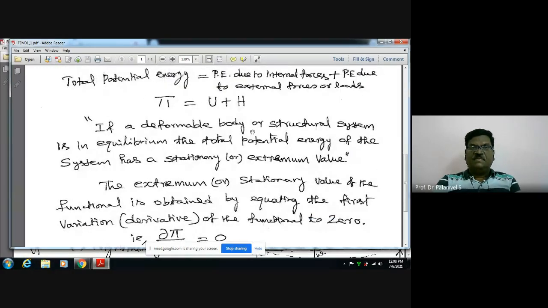If a deformable body or structural system is in equilibrium, the total potential energy of the system has a stationary or extremum value. The total potential energy of the system has attained a stationary or extremum value. That's the meaning. That's the principle of stationary potential energy.